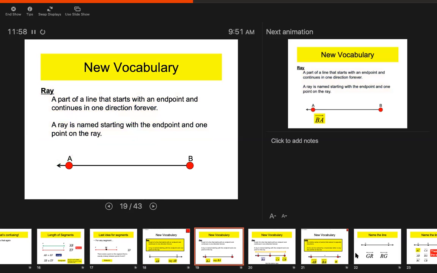Okay, so this is not ray AB, this is ray BA. Ray BA. It starts at the end point. In this case, it goes to the left forever. Okay.